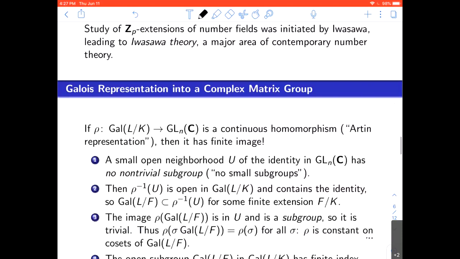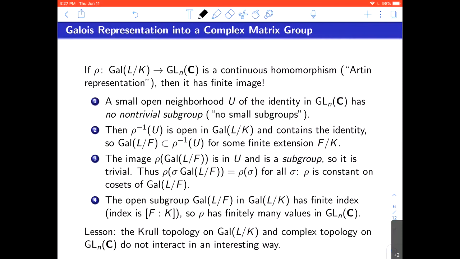Okay, so let me say something about how the topology on Galois groups manifests itself if you want to map the group continuously into matrix groups. This is the subject of representation theory. People study the actions of groups on vector spaces, or equivalently, homomorphisms of groups into matrix groups. And when your groups are infinite with a topology, then of course you usually want to study continuous homomorphisms, or we say continuous representations. Well, it turns out, even if your Galois group is infinite, a continuous homomorphism to a complex matrix group must have only a finite image.